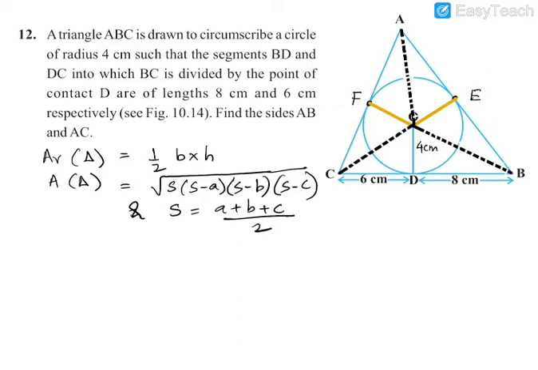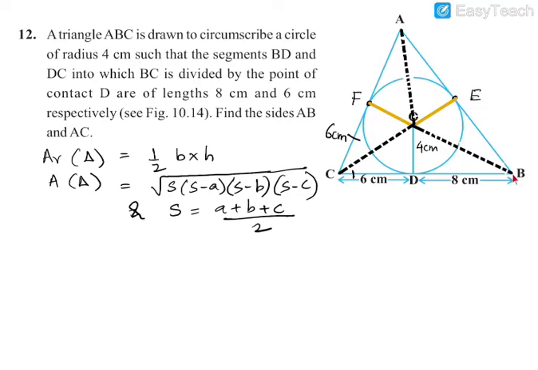Now we need to assign a variable x to the unknown side. We have two sides that are unknown, AB and AC. However, if we use the concepts that we have studied in this chapter, we can equate CD to CF. Because point C is in the exterior of this circle, from which we have two tangents CD and CF, so their lengths will be equal. So if CD is 6 centimeters, CF will also be 6 centimeters.